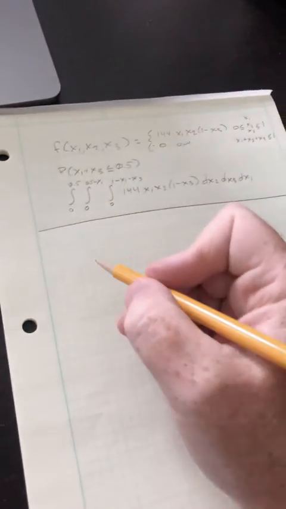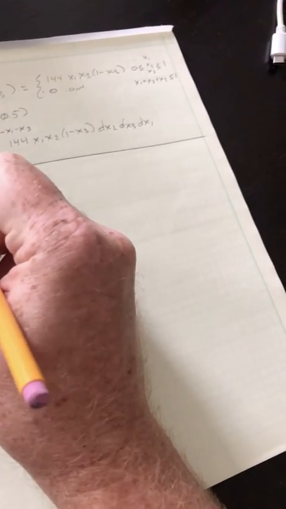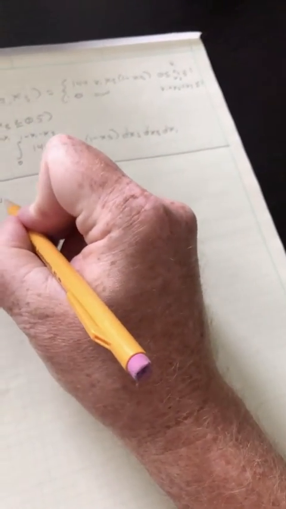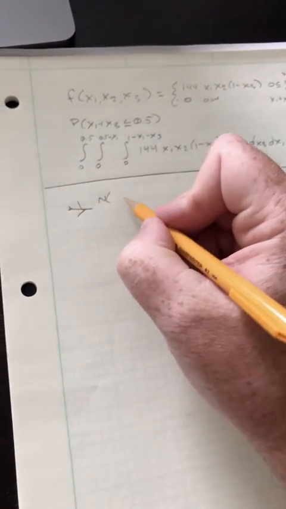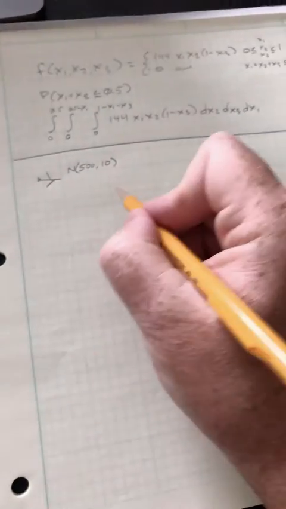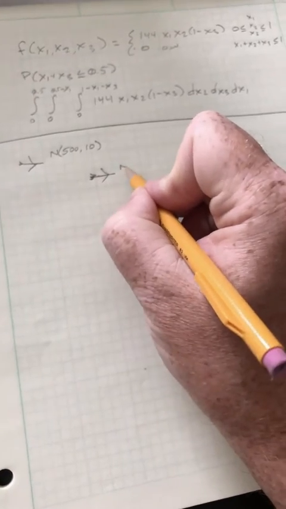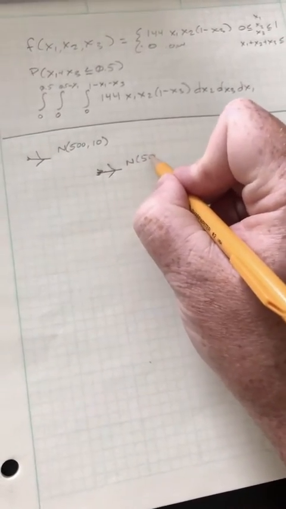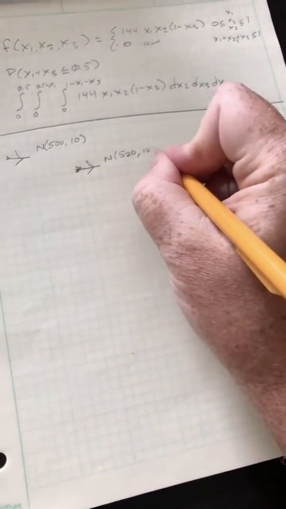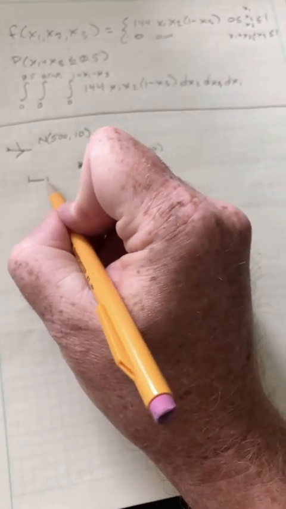So for our next problem, we are saying that there is a plane that is flying at a rate of speed that is normally distributed with mean 500 kilometers an hour, standard deviation of 10. And in a parallel track, there is another plane that has normal distribution with mean 520, standard deviation of 10, okay? And there is a difference beginning here of 10 kilometers between the two planes.